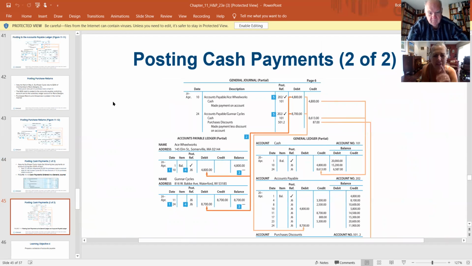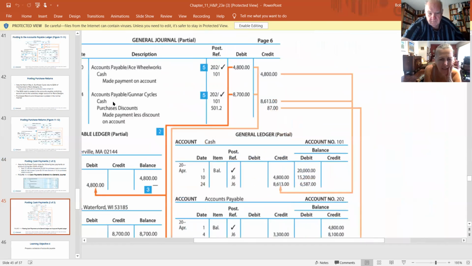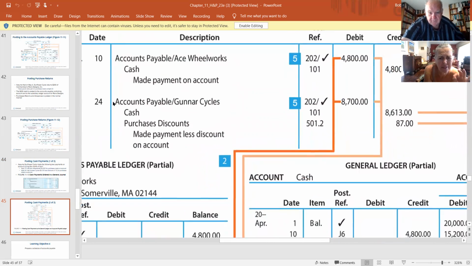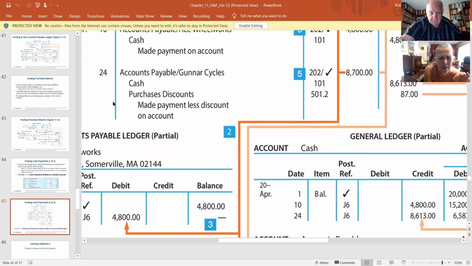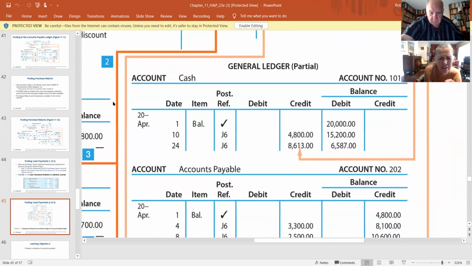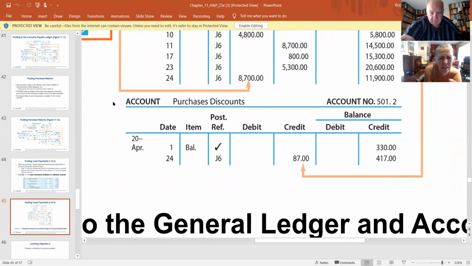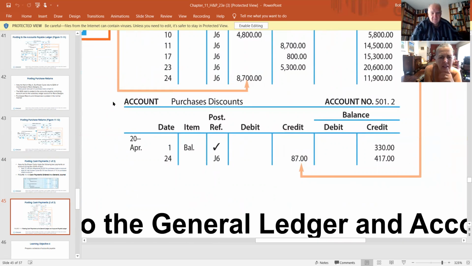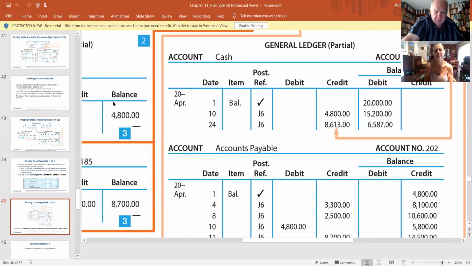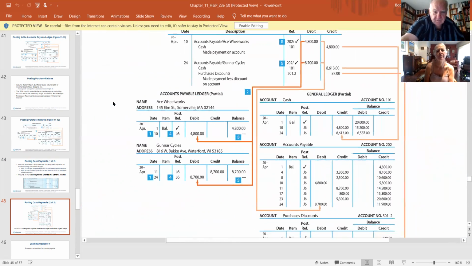So you owed him 8,700, and then you got a discount? Yes, we paid cash, and then where's the discount recorded? In the general ledger, right here. Here's your purchase discount right there. There's the $87. Got it. The AP ledger is only interested in the accounts payable piece.